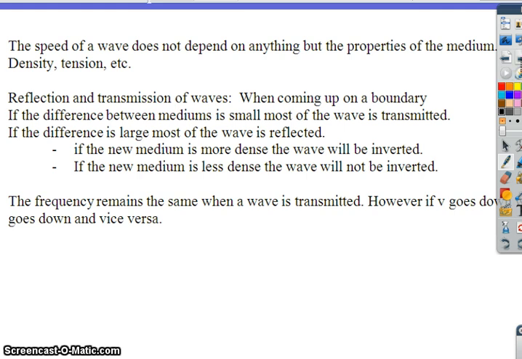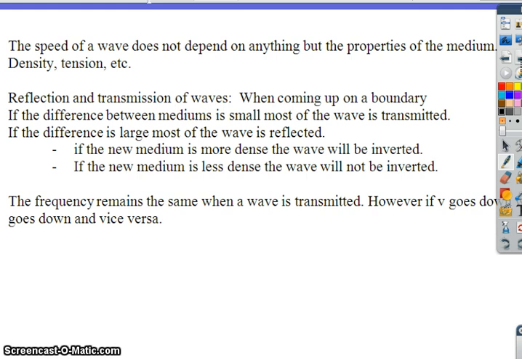When waves are being reflected, when a wave encounters a boundary, what happens at that boundary depends on how different the media are that they're going from and to. Okay, so if they're very different, then you don't have very much transmitted. If they're very similar, you get a lot transmitted.